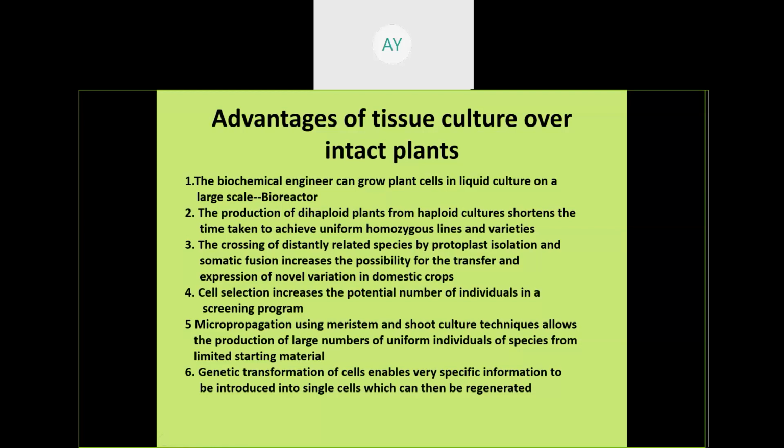So this process is known as hybridization: fusion of two different types of protoplast of two different types of variety in presence of polyethylene glycol and calcium ion is known as hybridization, and the product is a hybrid.